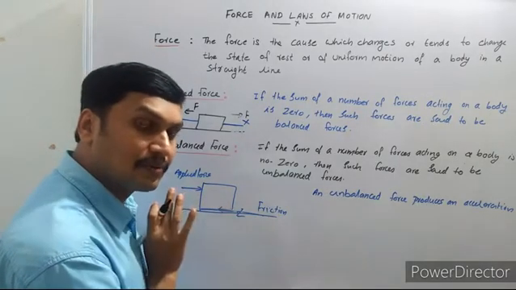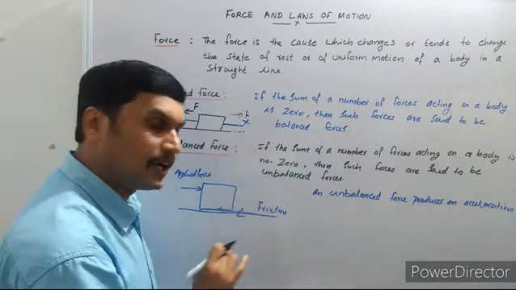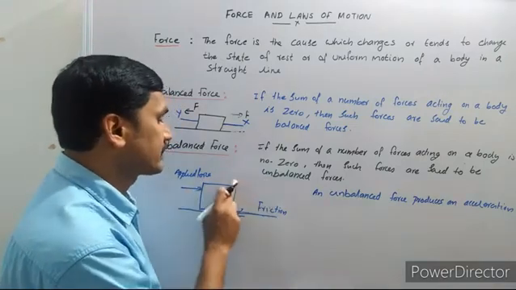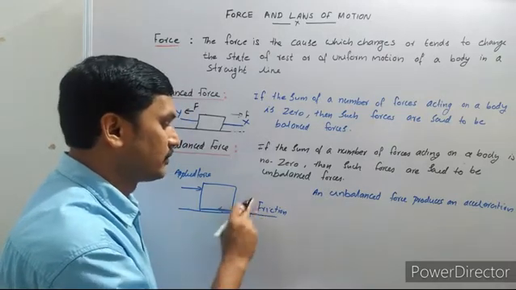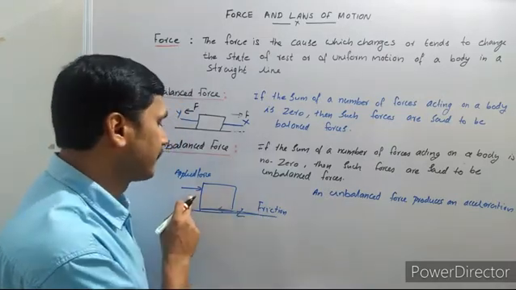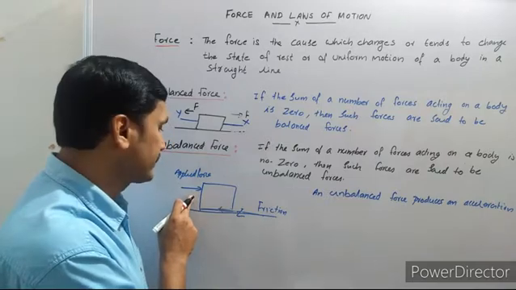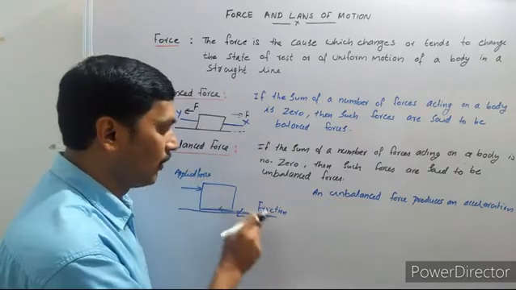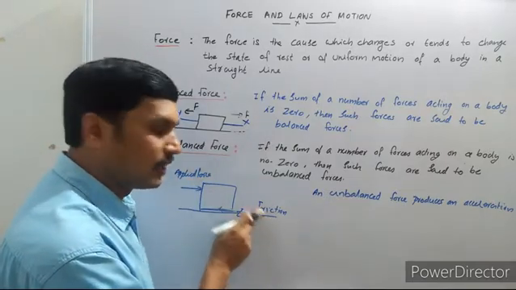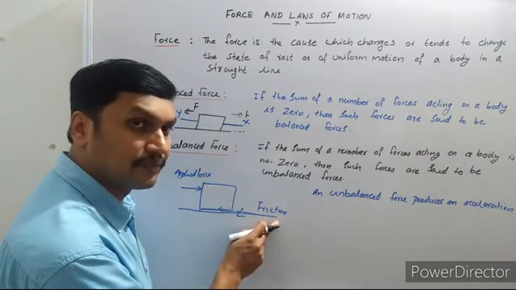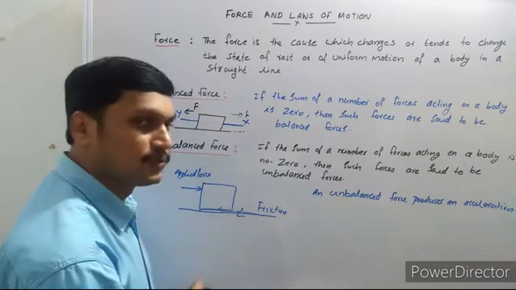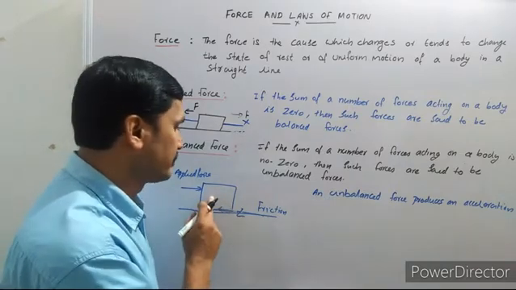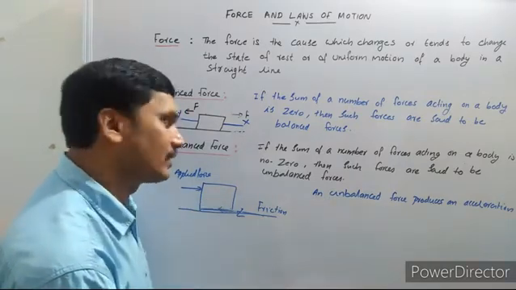But if you still push it harder, after some time the box may start moving. By that time the frictional force is not balancing the applied force, or otherwise you can say the applied force overcomes the friction. Now the total force is not 0. Such a time we call the unbalanced force. Unbalanced force is acting on the block.